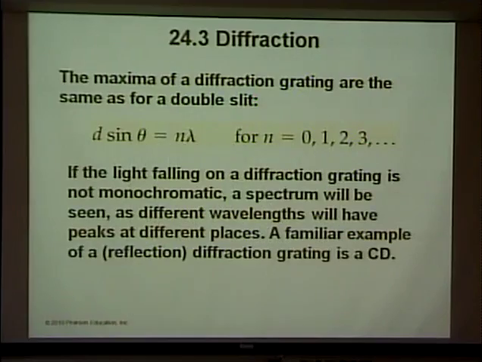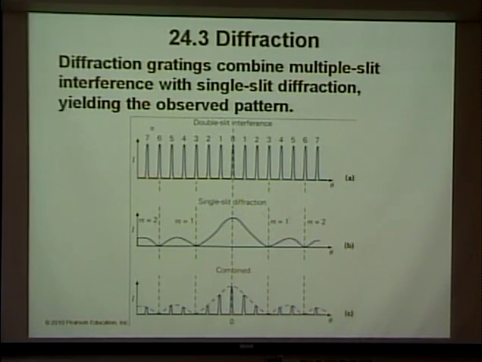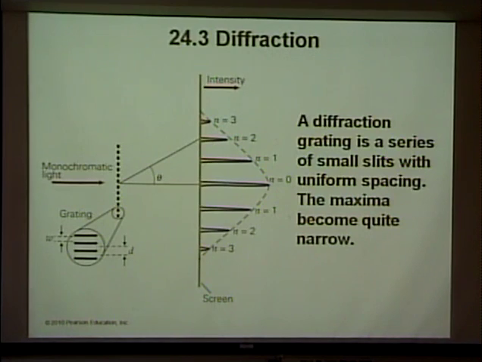Oh, diffraction grating. That was what was next. Oh, I forgot about that. All right. Shoot. Darn. All right, diffraction grating, here it is. Moving on.